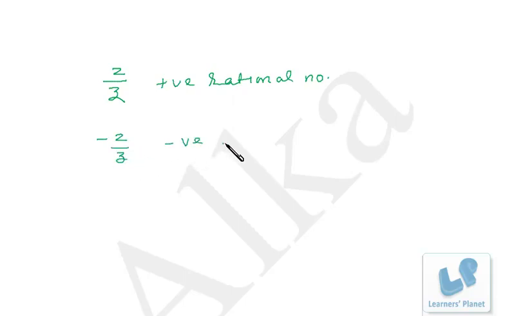Now friends, let's take some examples and find out which type of rational numbers these are. Suppose I have 2 by 3, right? It's a positive rational number. If it is minus 2 by 3, it's a negative rational number. If it is maybe minus 4 by minus 5, in that case the minus signs will cancel, so it's a positive rational number.